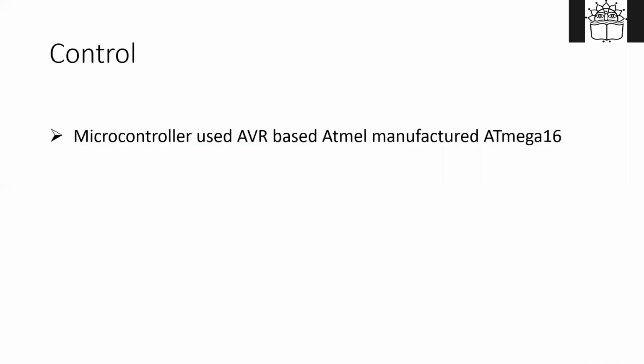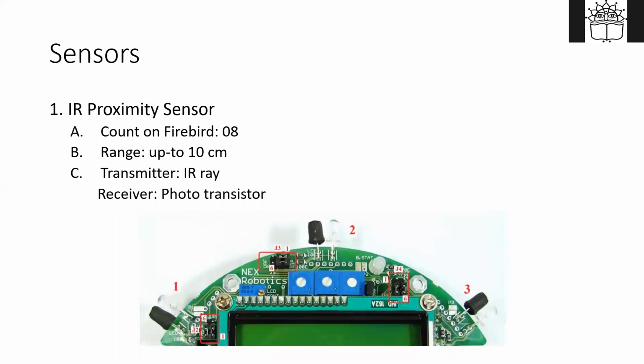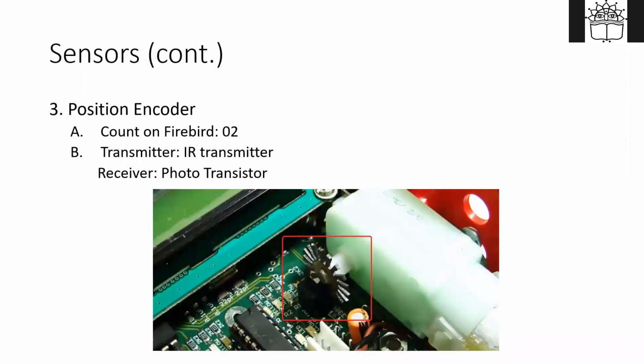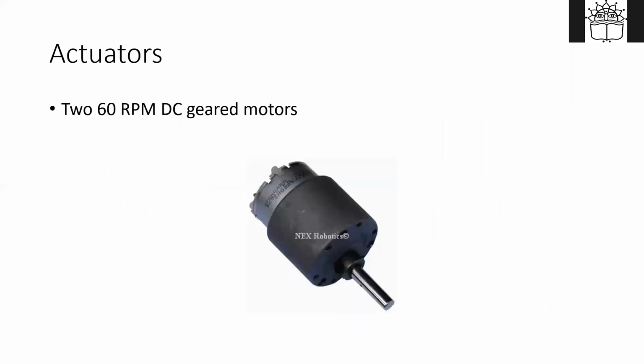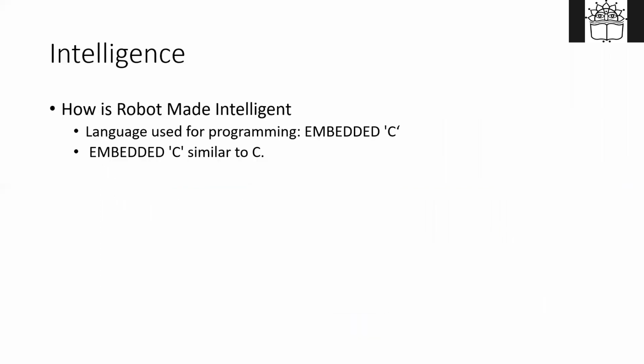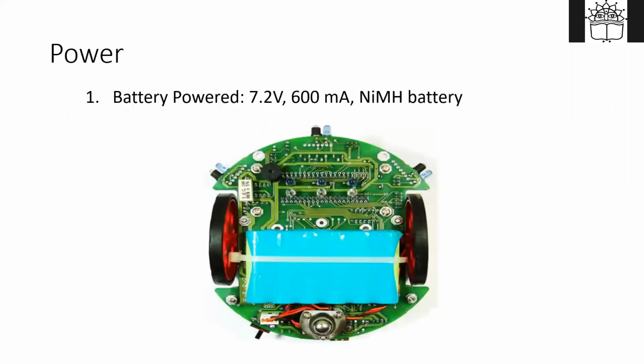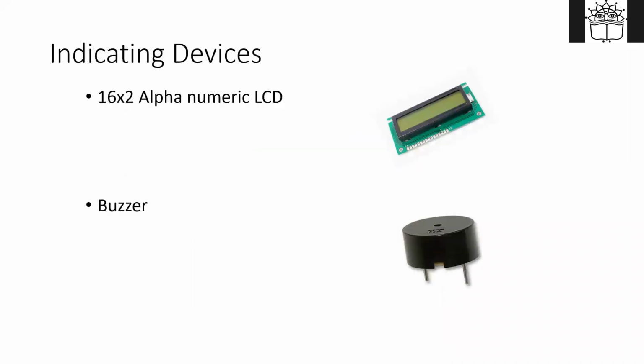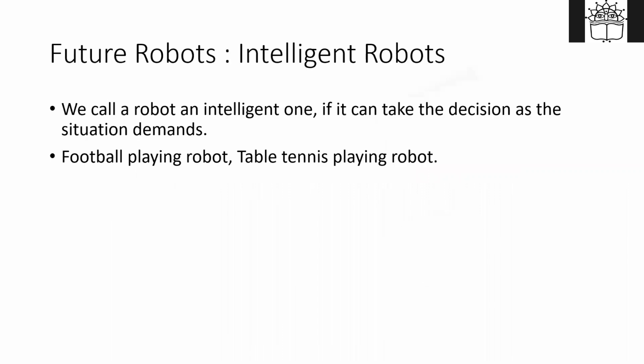These are the photographs of the robot. As I mentioned, the microcontroller is ATmega16, right? This is about sensors, right? You can see 1, 2, 3 are the sensors. Then the white line sensor is there. You can see right sensor, central sensor, left sensor, right? I will not go into details of this. Now this is actuator and intelligence. As I mentioned earlier, the programming can be done in embedded C. So this is battery powered like the Firebird V, and the communication is also similar. And these are the indicating devices.